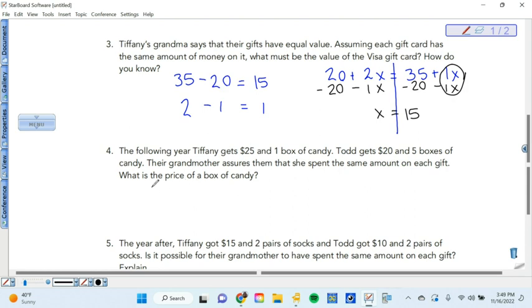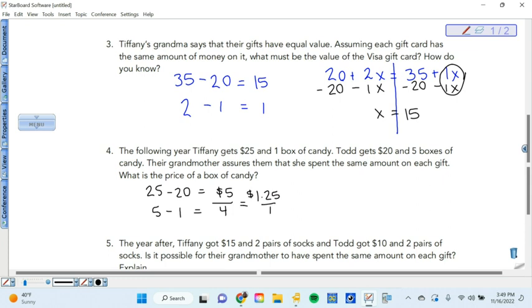That's a good way, right? The difference between the cash is 25 minus 20, so that's $5. And then the difference between the boxes of candy is 5 minus 1, so it's 4. So we know that $5 is 4 boxes of candy, and then I just have to divide that to figure out what 1 box of candy is. So it would be $1.25 for 1.